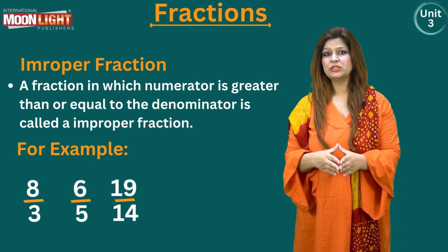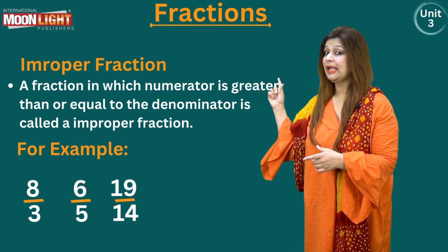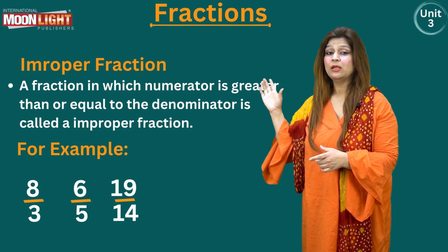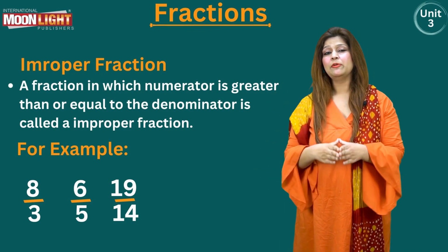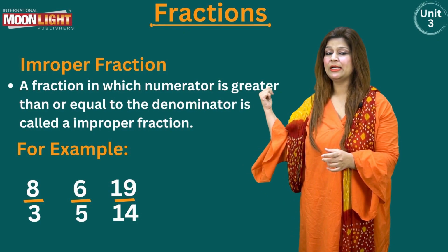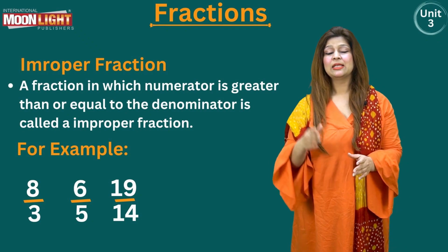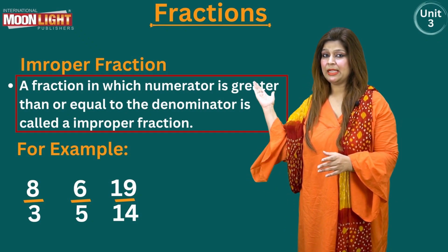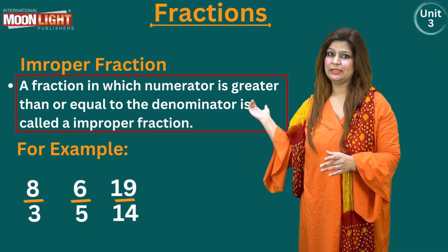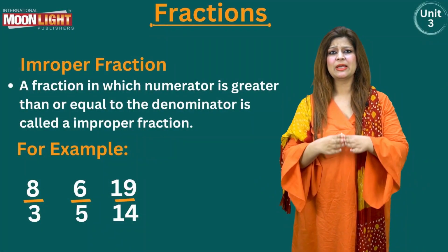Here, we have used the terms greater than and equals to. Remember that. Greater than and equals to means that the numerator and denominator both can be the same, as well as the numerator can be greater than the denominator. So, here I am going to show you some examples.